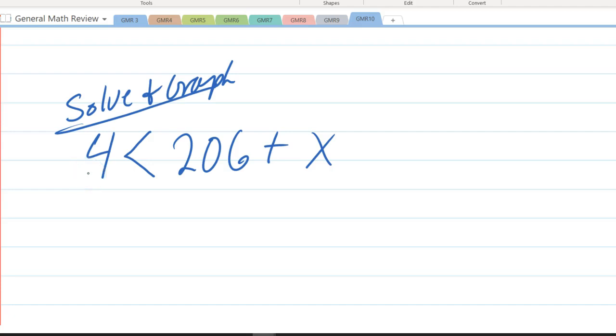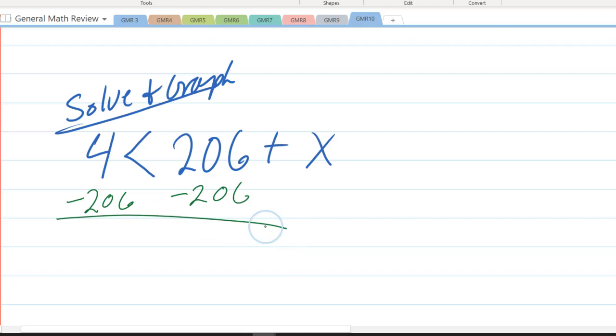Okay, let's solve and graph a couple more. I have 4 is less than 206 plus x. The opposite of adding is subtracting, so I'm going to subtract 206 from both sides. This cancels out, which brings my x straight down. 4 take away 206 is a negative 202.